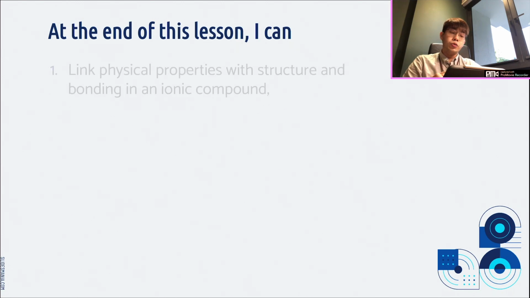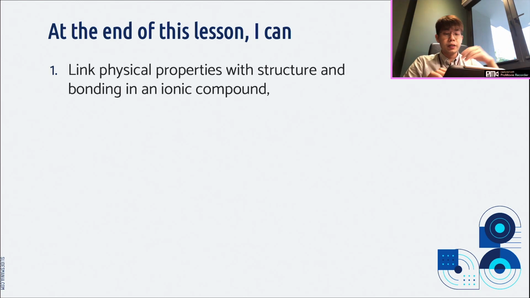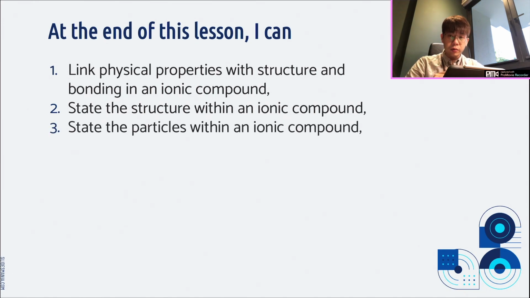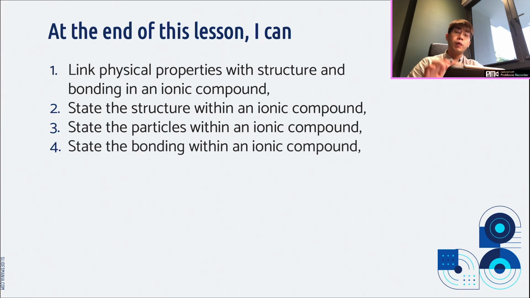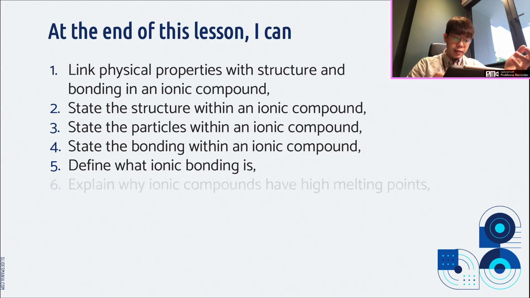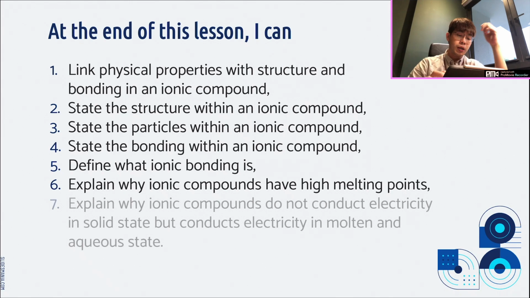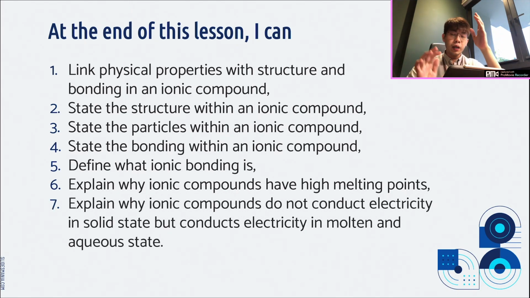At the end of this lesson you should be able to link physical properties with structure and bonding in an ionic compound. You should also be able to state what type of structure is within an ionic compound, state the particles found in an ionic compound, state what bonding is present in an ionic compound, define what ionic bonding is, explain why ionic compounds have high melting points and high boiling points, and explain why ionic compounds cannot conduct electricity in solid state, but when dissolved in water or in molten state, they can conduct electricity.